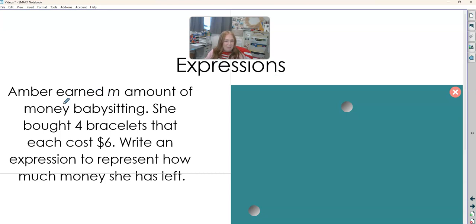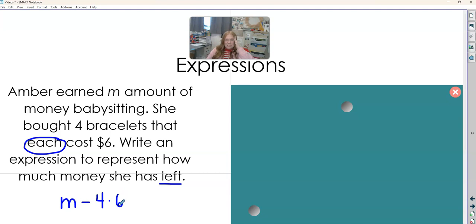So Amber earned M amount of money babysitting. So we don't know. She maybe earned $10, maybe she earned $20. Maybe she babysat a long time and earned $100. She bought 4 bracelets that each cost $6. Write an expression to represent how much money she has left. So she started with this money she earned babysitting. We don't know how much it was, but we know it was M. There's our money. And then she's spending that money. She bought 4 bracelets. We got a minus, right? She's spending that money. She bought 4 bracelets that each cost $6.